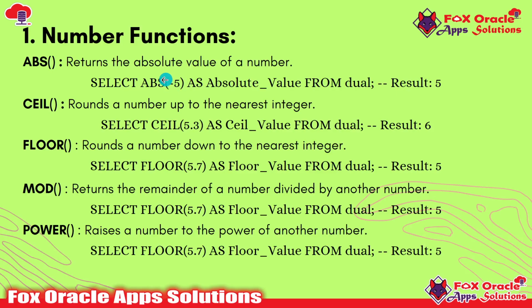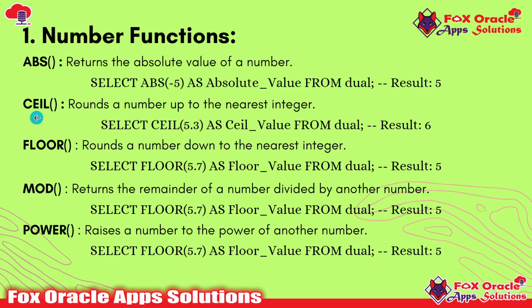This ABS of -5 is not going to be stored anywhere, right? It is not in any table, but we want to check the values. That's why we use the dual table here. The dual table provides a column to display the value of the ABS function. So here we pass -5 to ABS, and it returns the positive value, that is 5.